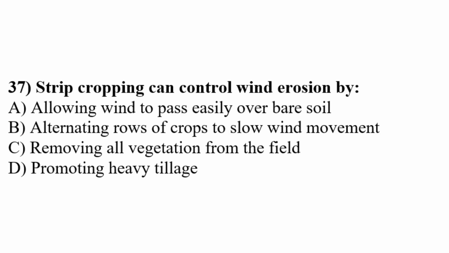37. Strip cropping can control wind erosion by: A. Allowing wind to pass easily over bare soil. B. Alternating rows of crops to slow wind movement. C. Removing all vegetation from the field. D. Promoting heavy tillage. Answer: B. Alternating rows of crops to slow wind movement.